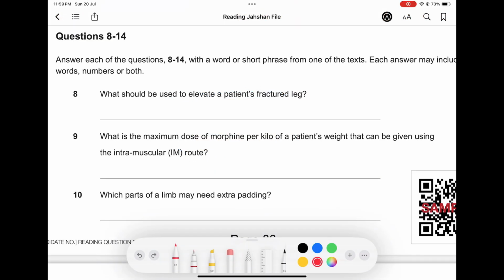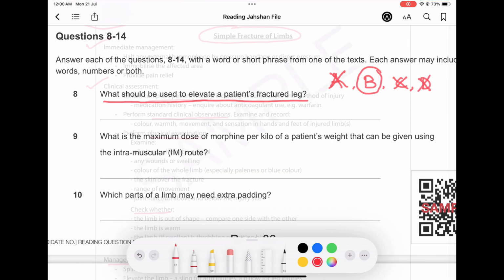So let's go to our tip number 1, that is, start from question number 8, which is: what should be used to elevate a patient's fractured leg? Now this won't be in text A because it contains only definitions. It can be in B because B has the management part. So it can be there. C, the morphine part, no, it cannot be there. D, which is the plaster backslab, no, it cannot be there too.